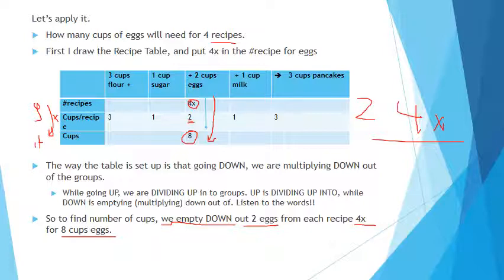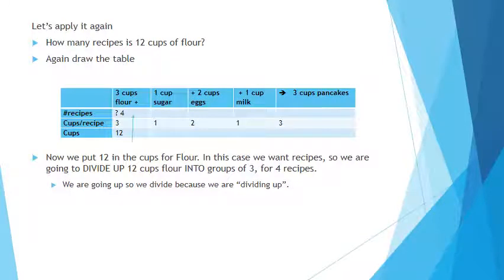So we're going to be using this table a lot. This kind of table is going to be a big deal. Okay, so let's use it again. This time we're going to start out with 12 cups of flour. Each recipe needs only 3 cups of flour. So how many recipes can I get out of 12?